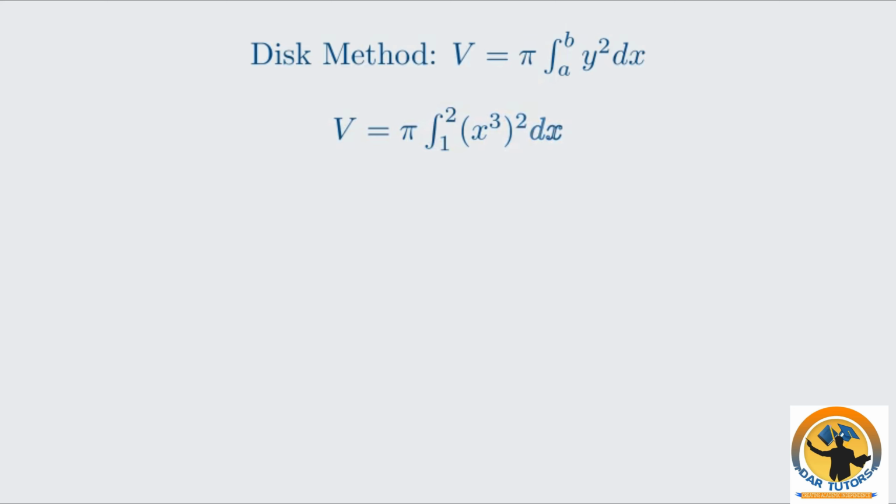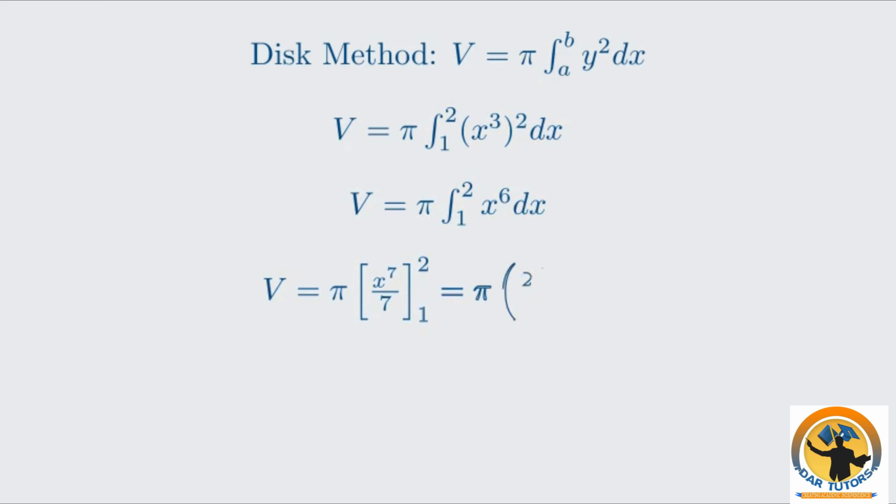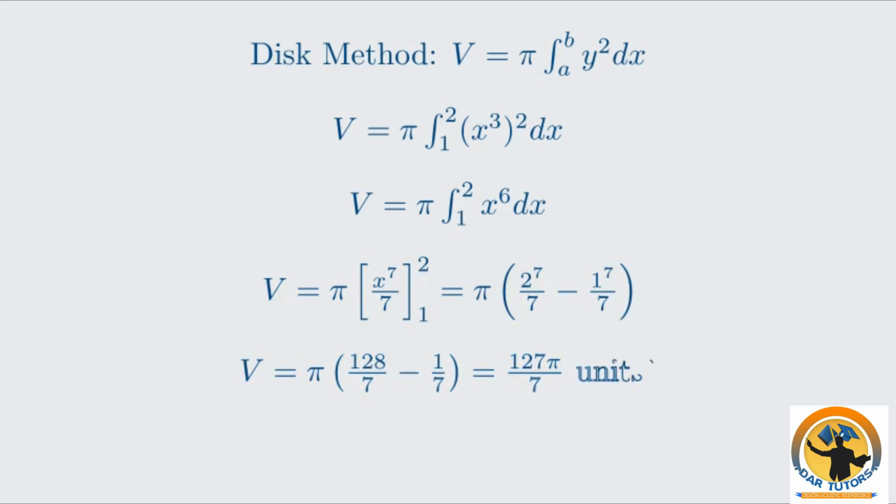Substituting these into the formula, we get V equals pi times the integral from 1 to 2 of x cubed squared dx. This simplifies to pi times the integral from 1 to 2 of x to the 6th dx. The antiderivative of x to the 6th is x to the 7th over 7. We evaluate this from 1 to 2. Plugging in the bounds, we get pi times 2 to the 7th over 7 minus 1 to the 7th over 7. 2 to the 7th is 128, and 1 to the 7th is 1. So the volume is pi times 127 over 7, or 127 pi over 7 cubic units.